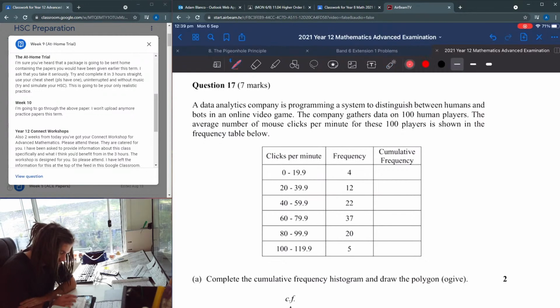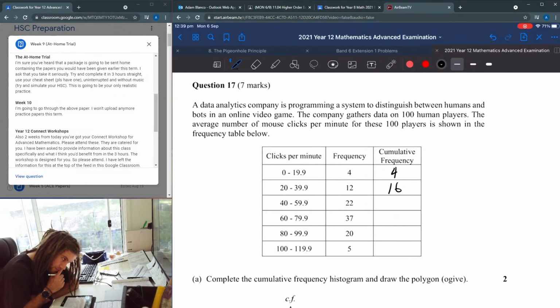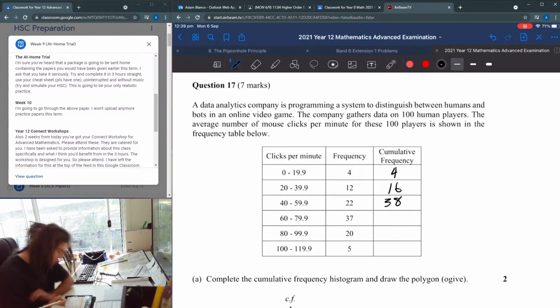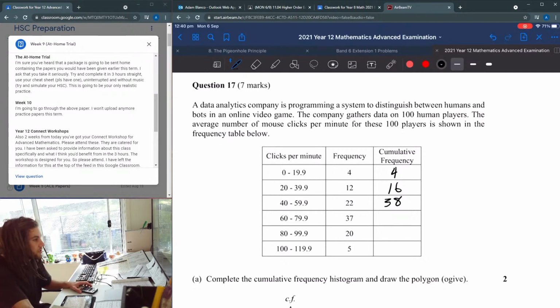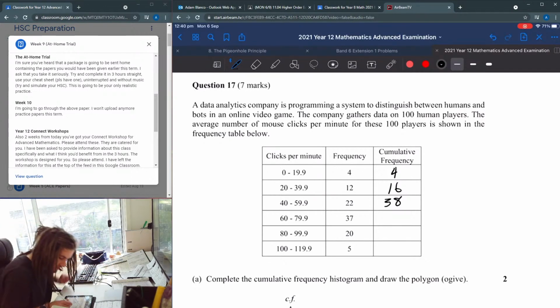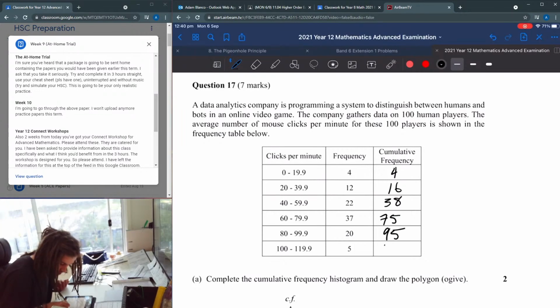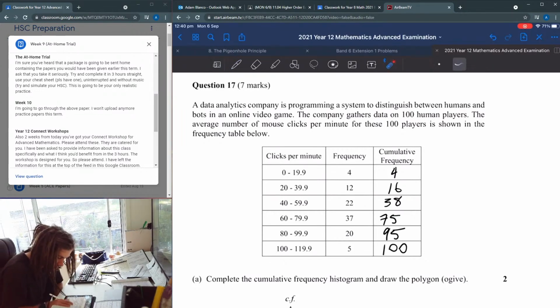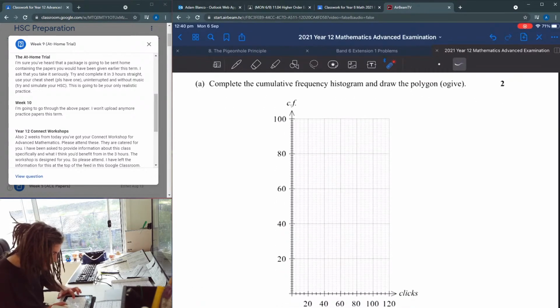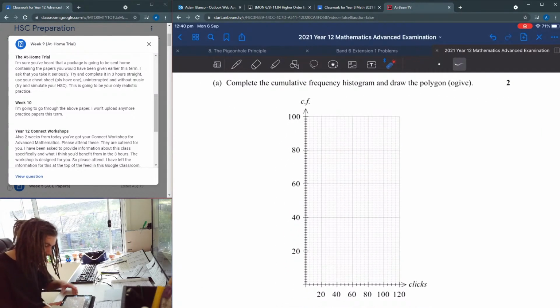Let's just fill in this cumulative frequency table. 4 plus 12 is 16, plus 22 is 38. Okay, well now I can't do this one. I need my calculator. 75, 95. I'm sure people know how to fill in a cumulative frequency table. This plus this gives this. This plus this gives this. This plus this gives this. Anyway, now I need to complete my frequency histogram and draw the ogive, or the polygon. Ogive is such a stupid word.